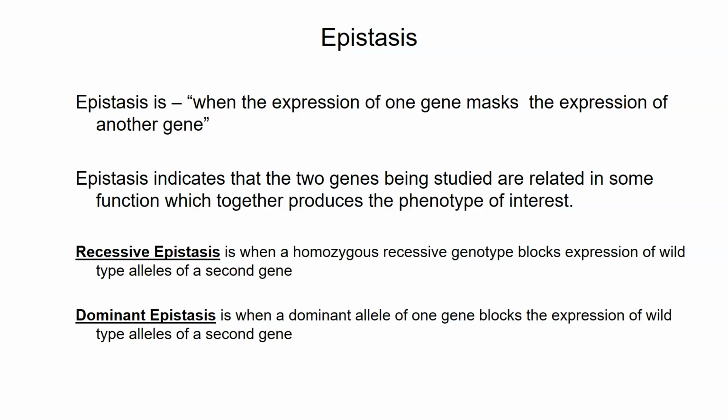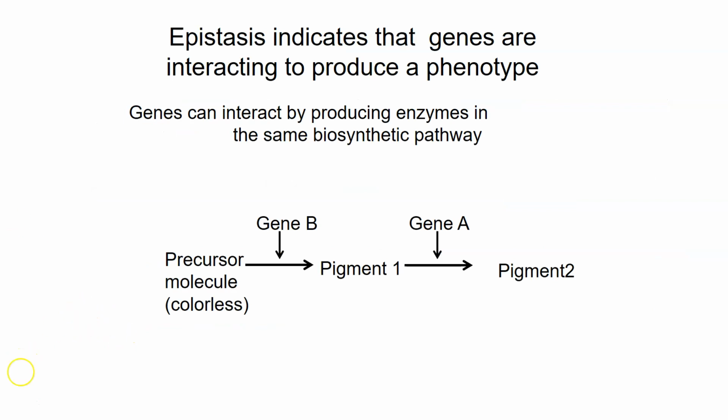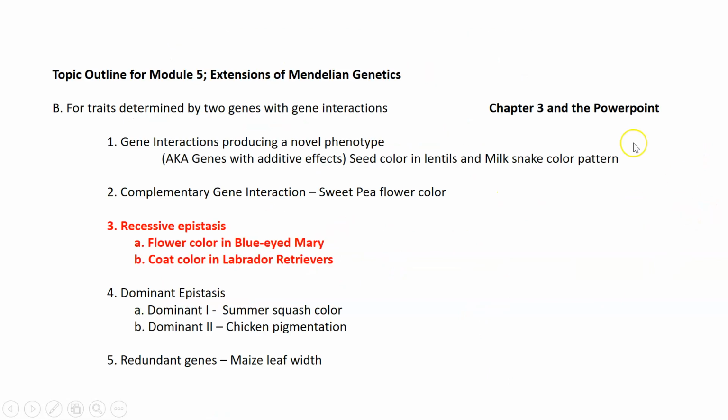Dominant epistasis is when a dominant allele of one gene blocks the expression of wild-type alleles at the second gene. Let's look at examples of both of those. And this is just to remind you that epistasis is indicating interaction between the genes in some common pathway. So the first example we'll look at is recessive epistasis, and I actually have two examples I'll talk about: flower color in blue-eyed Mary plants and coat color in Labrador retrievers.